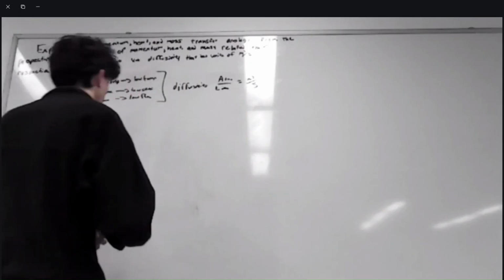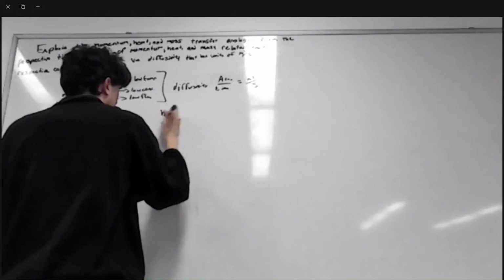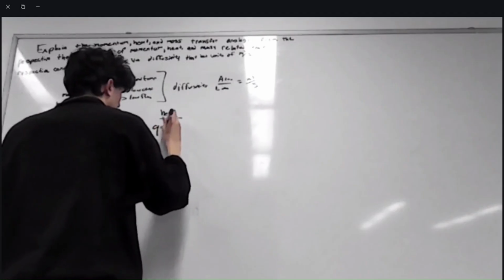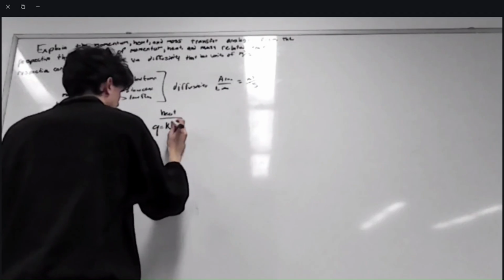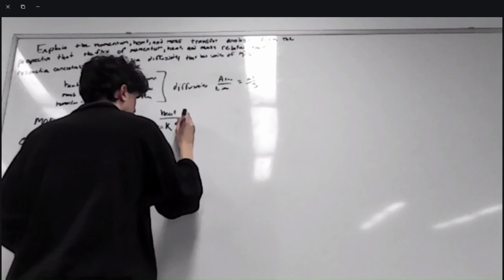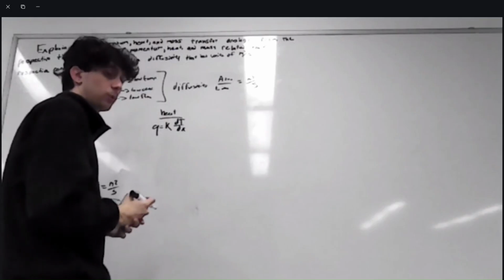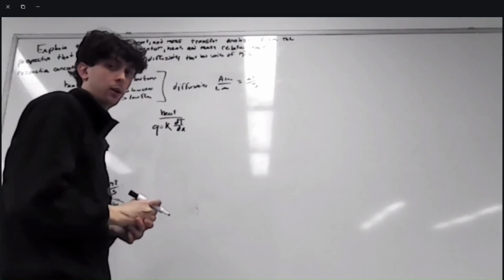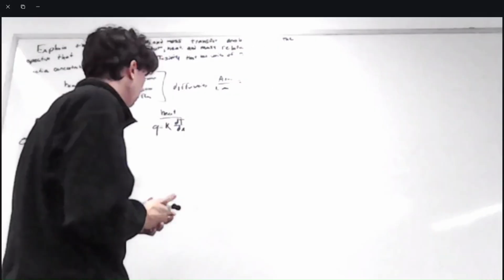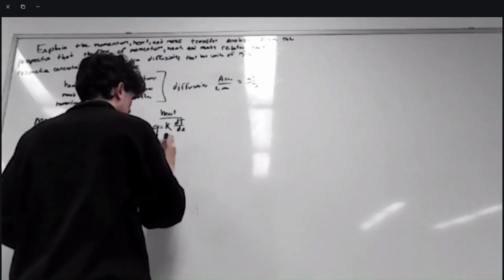So our next term, we're going to be going over heat, for which we'll be using our energy equation. So Q equals our thermal conductivity, and then our temperature gradient with respect to position. So here we're going to be multiplying and dividing by our heat capacity and our density.